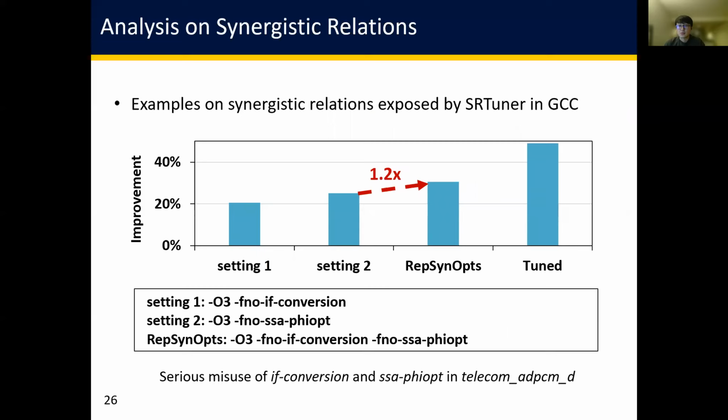Since SRTuner exposes important interactions between optimizations to identify the promising search subspace, it can provide synergistic optimizations back to users as an additional tuning output at no extra cost. This figure showcases an important relation between if conversion and SSA phi-opt, which are basic GCC optimizations that will be configured in O1 and O2 respectively.